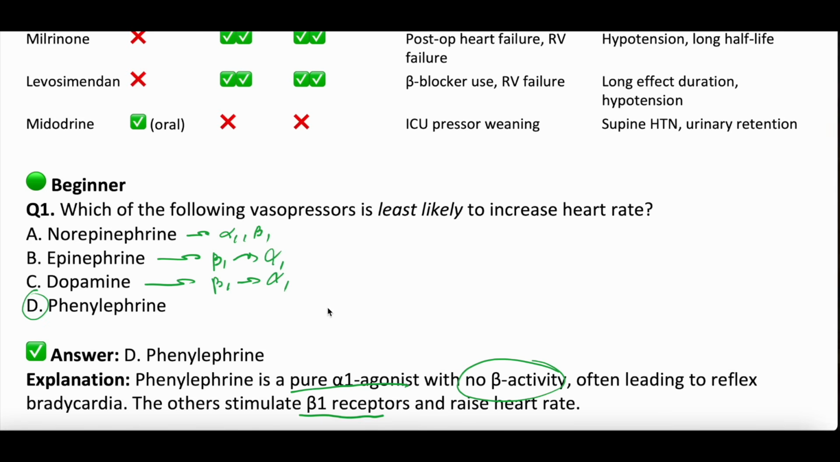So phenylephrine is the only pure alpha-1 agonist. Midodrine, which is one of the oral vasopressors, is a pure alpha-1 agonist as well. If any of this is confusing, definitely check out our other episodes. We've got episodes on all of these different drugs.